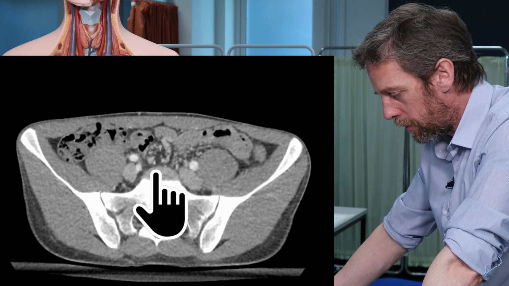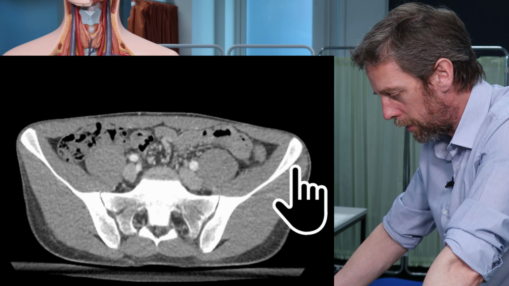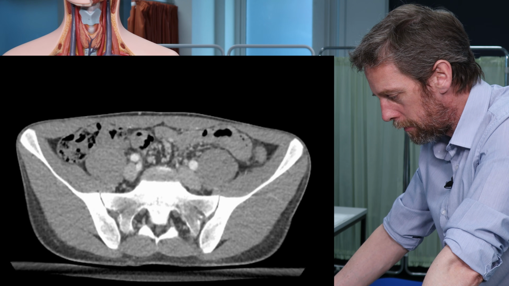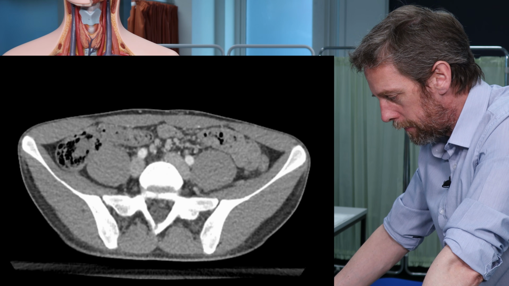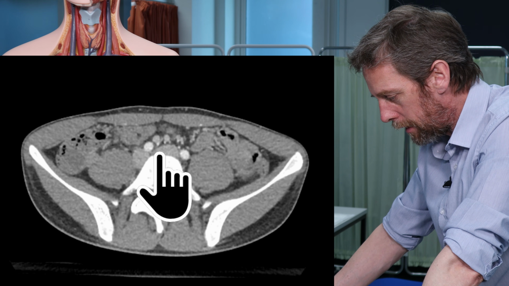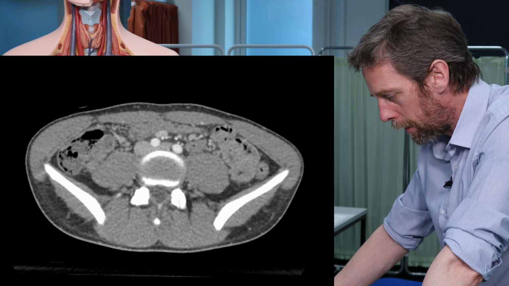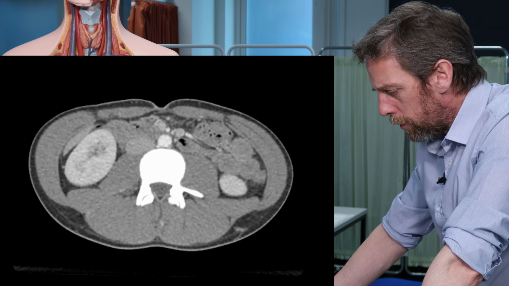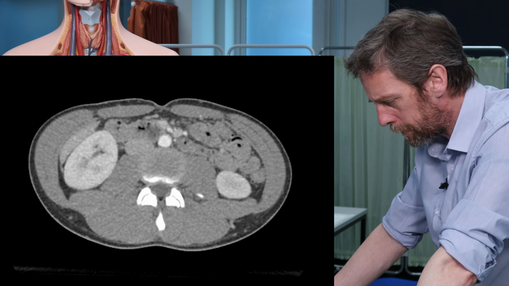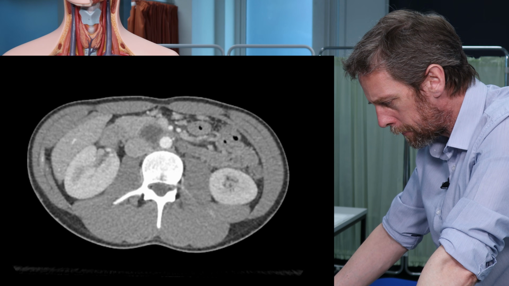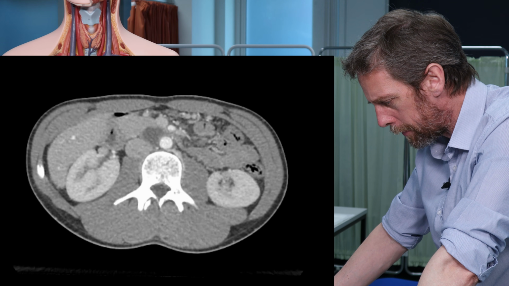So we can see the sacrum, the ilium, so the pelvis, bones. Sorry, I took your eye off it, didn't I? Follow these up. So the aorta is nice and bright. The inferior vena cava is not so bright. But keep watching it as we go up.